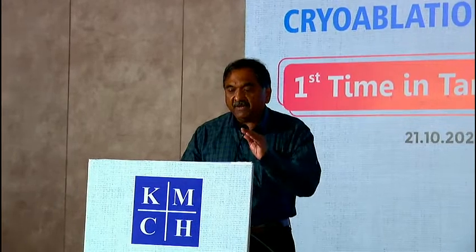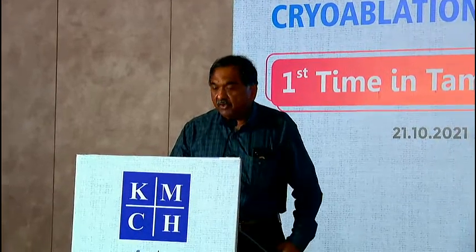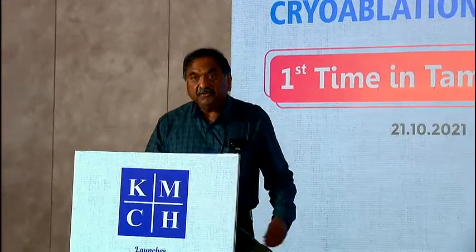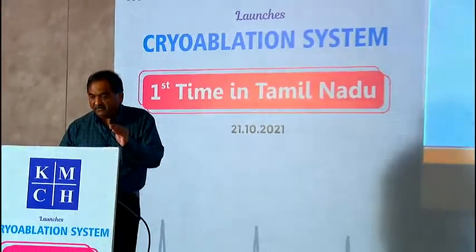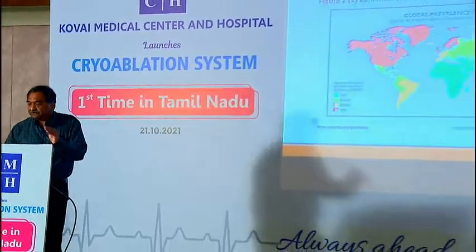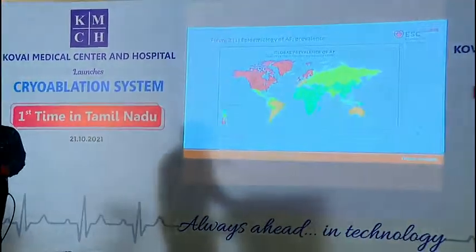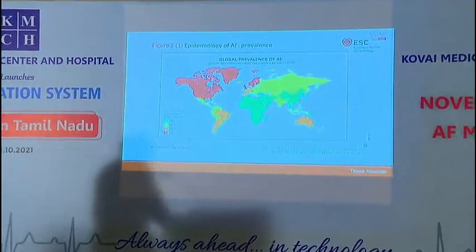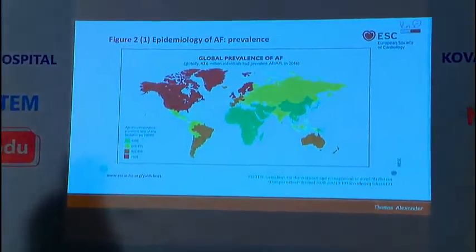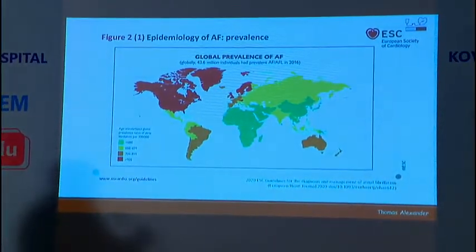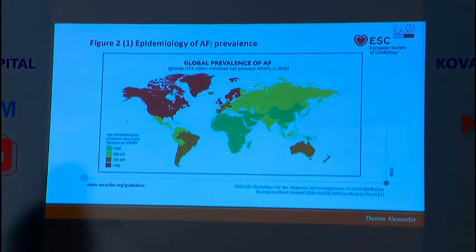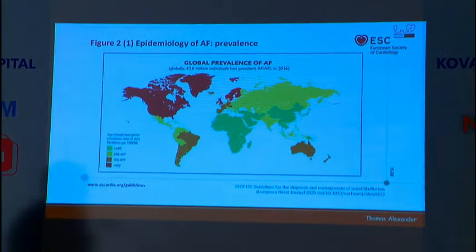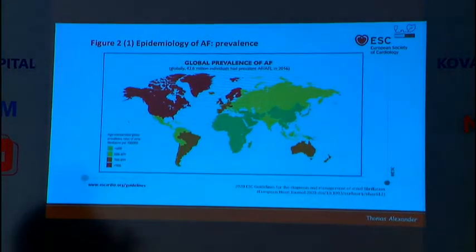Now, this is the global prevalence of AF. And if you look at data from 2016, we talk about something close to 43 million patients across the world with AF. And today, we know it's close to 60 million. If you look at the data from India, you will see that we have something between 600 and 700 per 100,000. So that's a huge burden of AF patients that we need to decide how to manage.